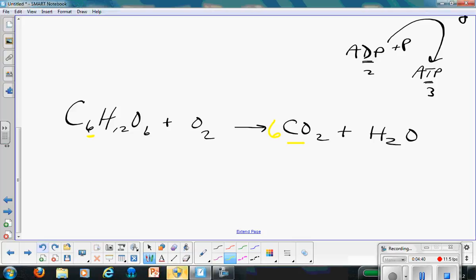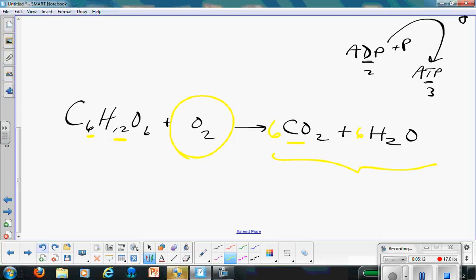When I look at hydrogen, I have 12 hydrogens total on the reactant side. I need 12 on the product side over here. I have a 2 here. I need a 6 in front to get to 12. And then I go to my oxygens, and this is one of the tricks I want you to do. You do the singletons, they call it, last. Because sometimes it's hard, sometimes it's easier. This is one where it's not going to be difficult.